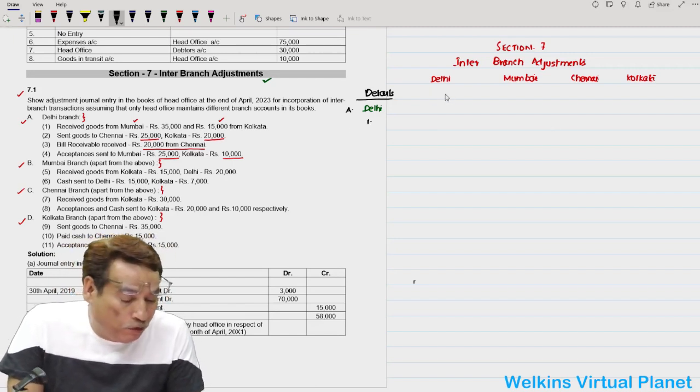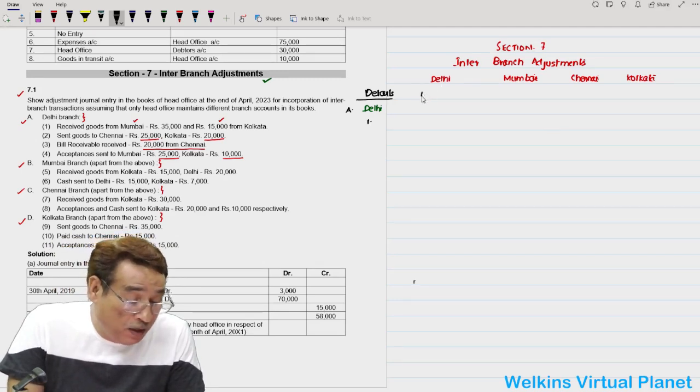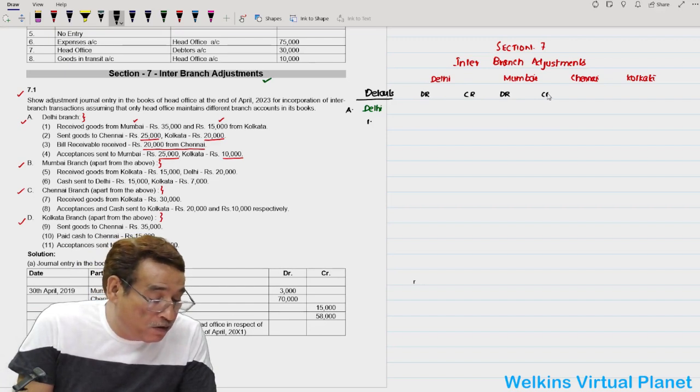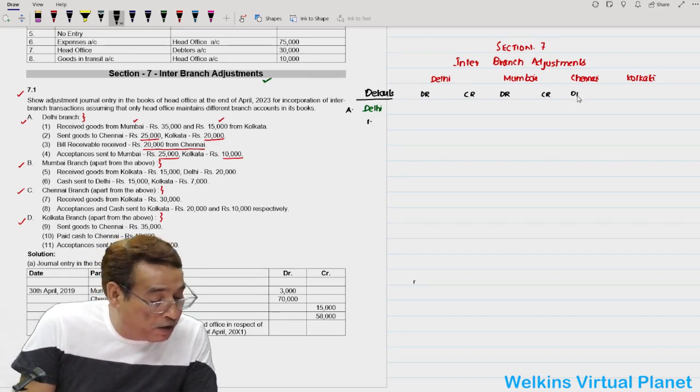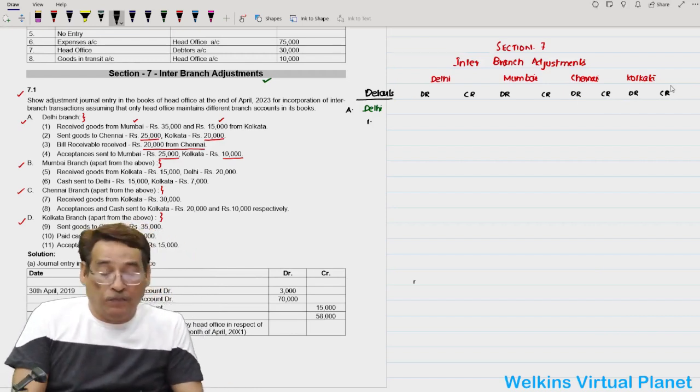Before we move further, let me also tell you, when I am writing here Delhi, in respect of every branch, I will have to create two columns, debit and credit. Similarly, in case of Mumbai, debit and credit. Similarly, in case of Chennai, debit and credit. And similarly, in case of Kolkata, debit and credit. I will have to create two columns, correct?